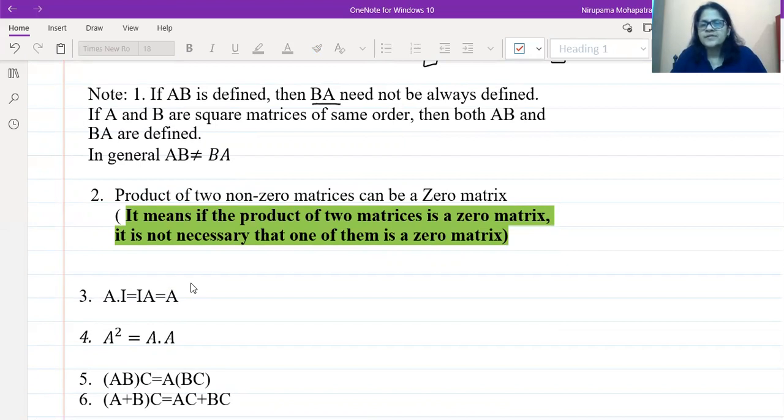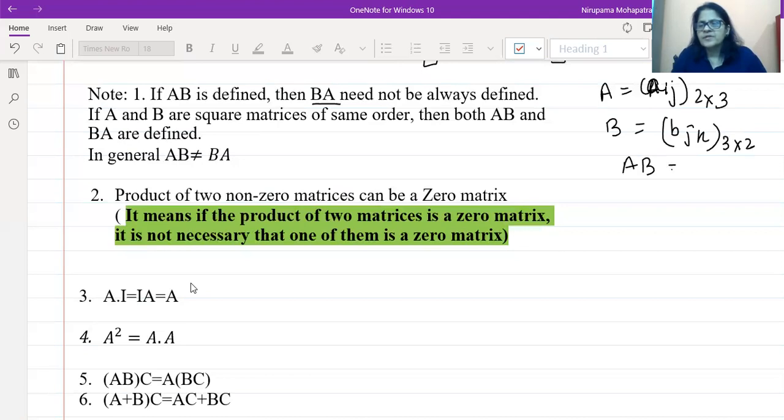Let us take an example. A is a matrix of order 2 by 3, Aij, and suppose B is Bjk of order 3 by 2. In this case, AB will be 2 by 3 times 3 by 2, and the product matrix, say Cik, will be of order 2 by 2.